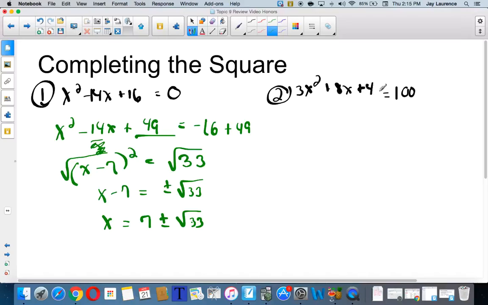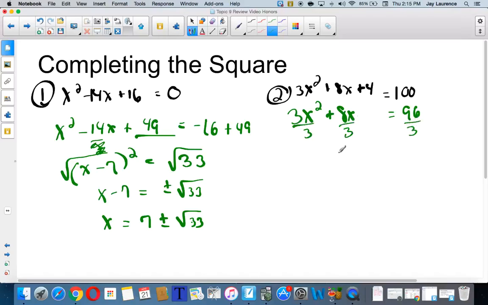Okay, this one here. First thing I'm going to do is get rid of this 4 and see what happens. Yeah, I know I need a to be 1, but I'm going to get rid of that 4 first. It might make my life easier. So 3x squared plus 8x, subtracting 4 from both sides will get me 96. I like that because now I'm going to divide everything by 3.